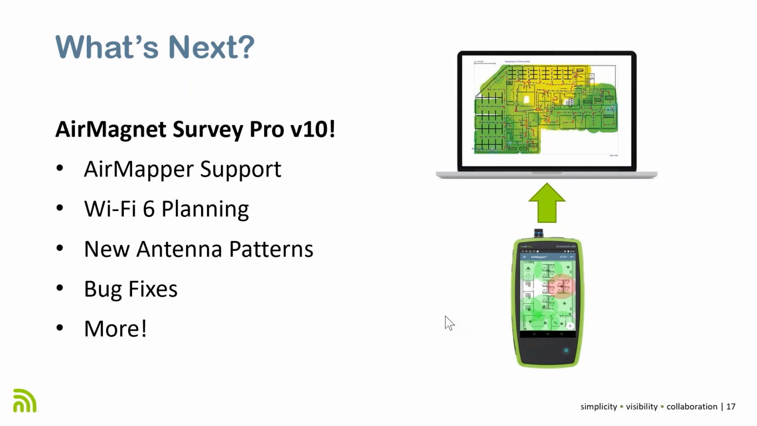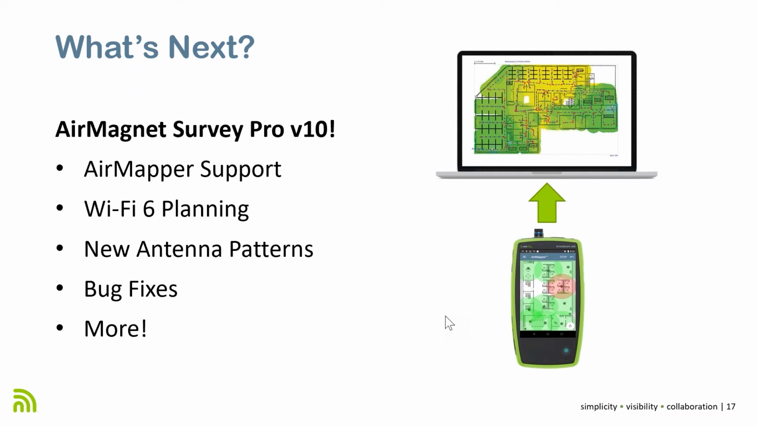Of course, as part of the next release, we'll also be including Wi-Fi 6 planning. On the release that came out last week, we added Wi-Fi 6 survey support. On the next release, we'll be adding Wi-Fi 6 planning. Of course, as you may imagine, even though we released a lot of antenna patterns last week, people are already asking for new antenna patterns, so we'll be adding those. There will be more bug fixes and a few other things that we're still working on in the planning phase. We're trying to decide, what else can we add? If you have any feedback on enhancements you would like to see, let us know, because we're currently in that planning phase, deciding what else to add to this next Survey Pro V10 release. So this is what's next.